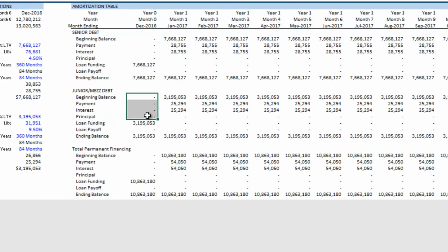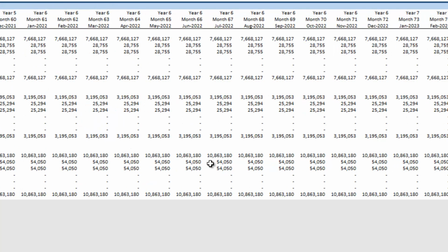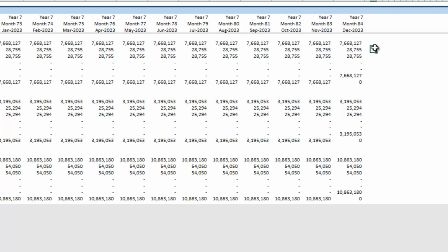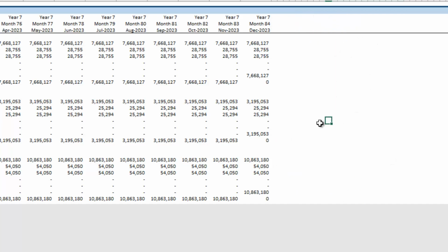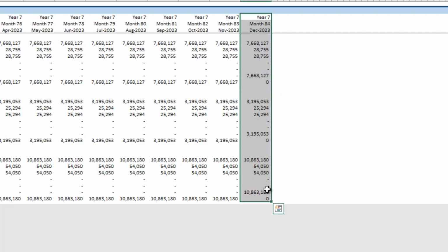Similar lines for your junior or mezz debt. And finally, the permanent financing. This is really simple. It is just the sum of the cash flow from each of the two tranches to give you the roll-up or the total permanent financing. And then we just scroll out to the right to finish, and you'll see, so continue. It automatically leaves the rest of these cells empty just to make it pretty. And you'll see month 84 is the end of our analysis period. That's when the loan is paid off.